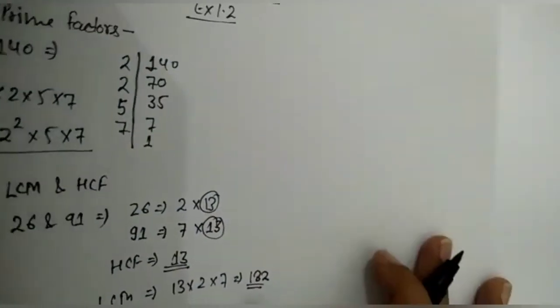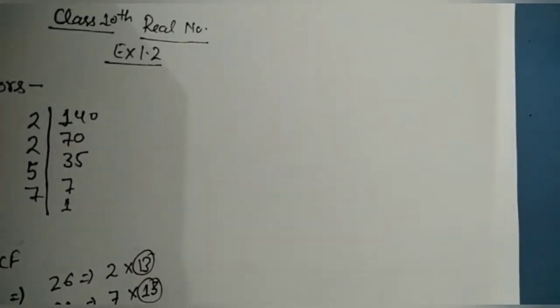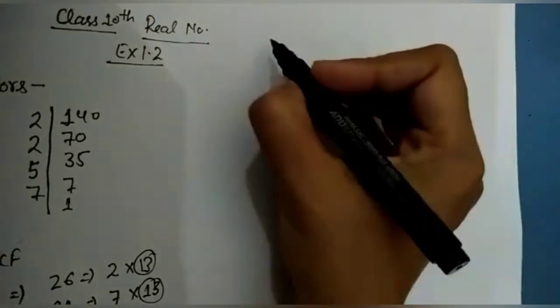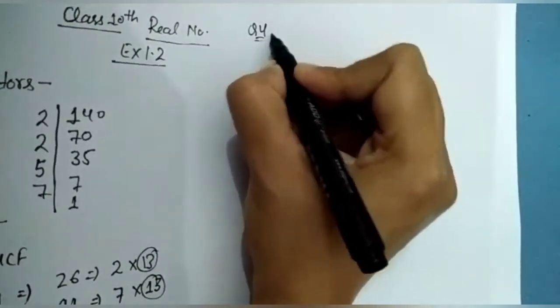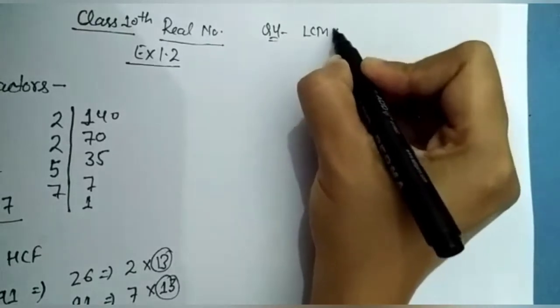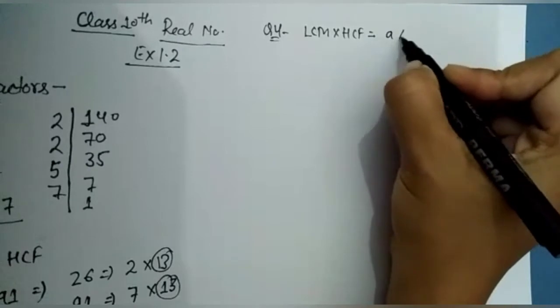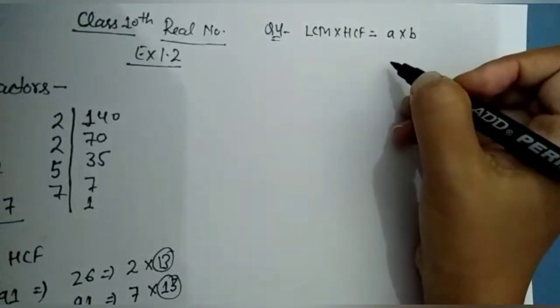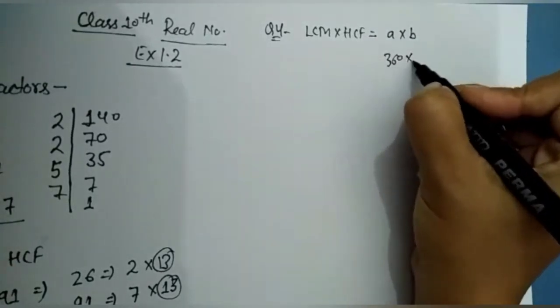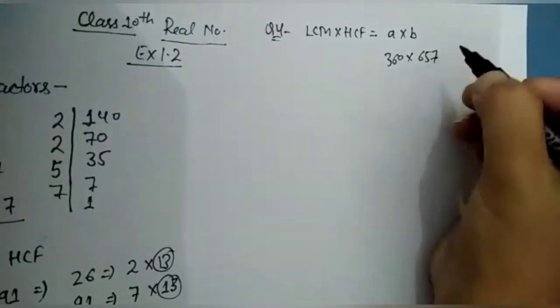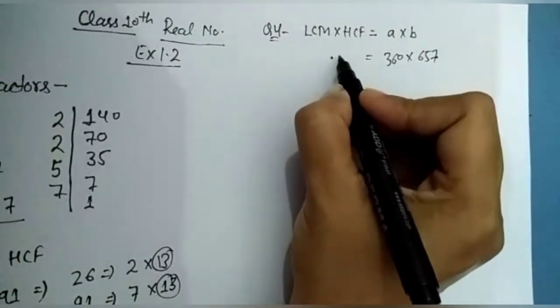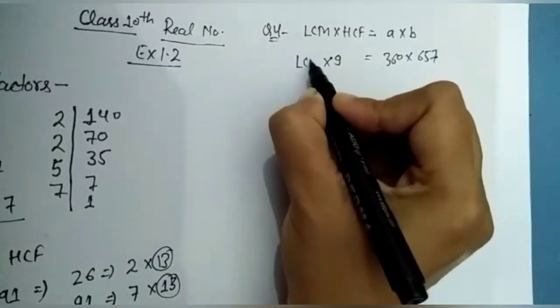Now come to the next question. What is our next question? That is, given that the HCF is this and we have 2 numbers, find the LCM. I told you a formula for question number 4, that is LCM into HCF is equal to the product of the 2 numbers, that is A into B. Here the numbers are 306 and 657, and the HCF is 9. You just have to find the LCM.